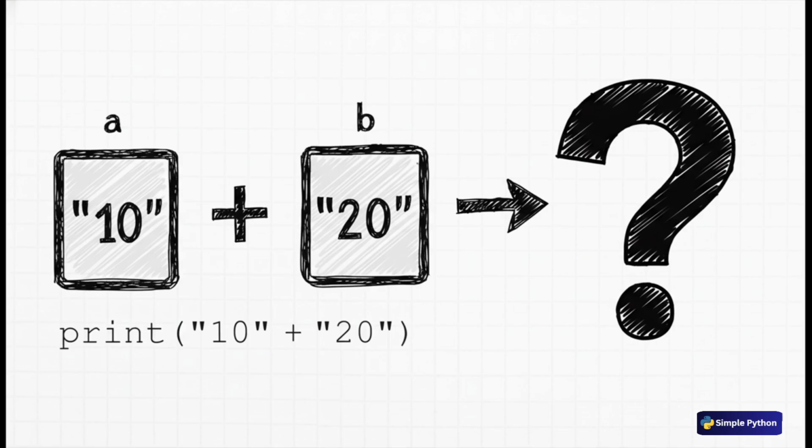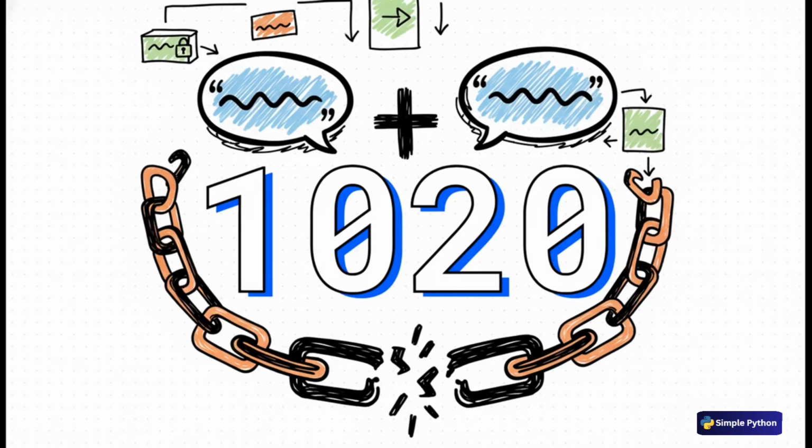Okay, so what do you think happens when we try to do math with these so-called numbers? Let's say we get 10 from the user and put it in a variable a. Then we get 20 and put it in b. What happens when we try to print a plus b? We get 1020, not 30, which is what we wanted. And why? Because a and b are strings. So the plus sign doesn't do math. It does what's called concatenation. It just smushes the two pieces of text together. It literally sticks 10 and 20 side by side.